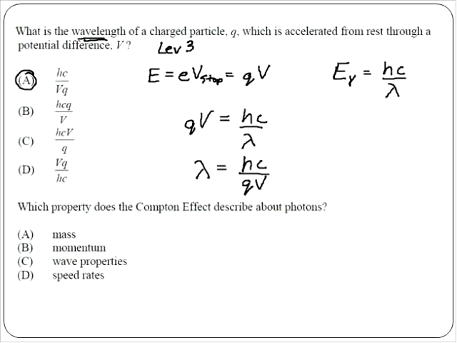And then the last multiple choice there says, which property would the Compton effect describe about photons? The Compton effect was all about momentum. The Compton effect is all about the momentum of photons. That's what Compton was trying to prove in his experiment. He was trying to prove that photons have momentum. So there you have it.